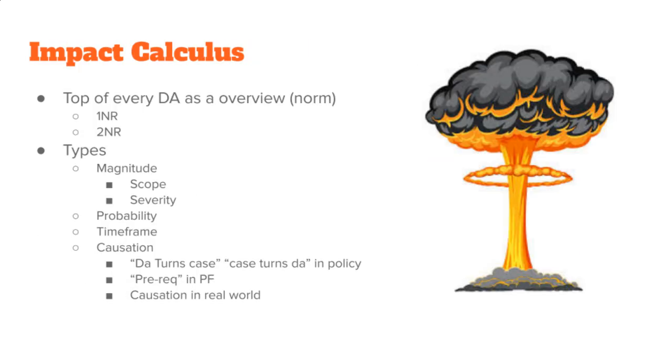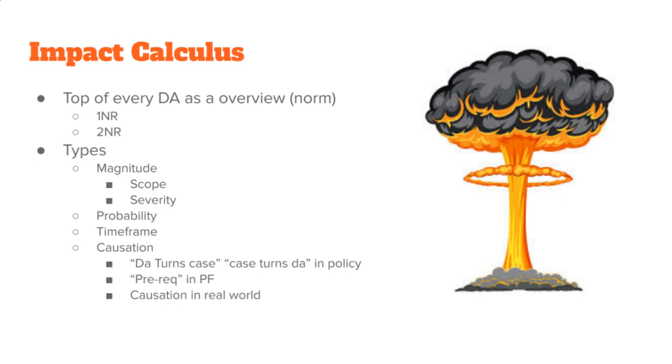Let's talk about impact calculus. Impact calculus is super, super, super important. A lot of wins will be won and lost on impact calculus. This was the same in PF. It's the same in policy. And so the basic structure, if you are negative, is impact calculus starts in the negative block. If you are affirmative, impact calculus starts in the 1AR. In the negative block, for whatever DA you're going for, so if you're a 2NC going for strategic stability or a 1NR going for strategic stability, at the very top of the DA, you have something called an overview, and this is more of a norm, and you're going to put your impact calculus at the top.